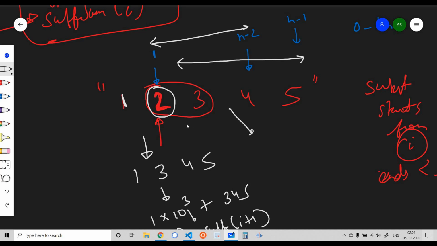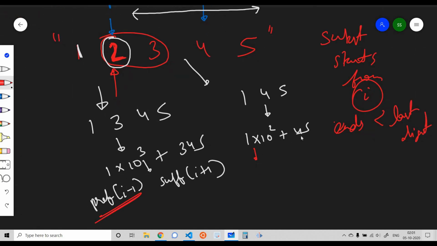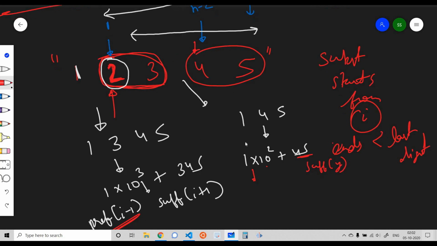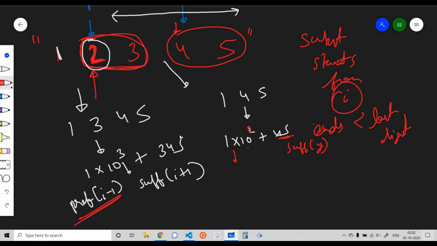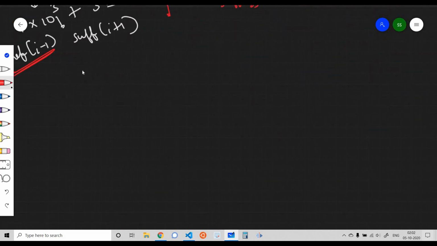Now after deleting this substring, the resultant number would be 1 4 5, and this can be found by 1 into 10 to the power 2 plus 4 5. Again, 1 can be found by prefix of I minus 1. This 45 can be found by suffix of these indexes. Suppose this is index y, then it would be suffix of y. And 2 is the number of elements remaining after we have deleted this substring. We have deleted this substring containing two elements, 2 and 3, and after that we have two more digits. So that's why we are multiplying 1 by 10 to the power 2. If we keep doing this, we can find a particular formula for it.